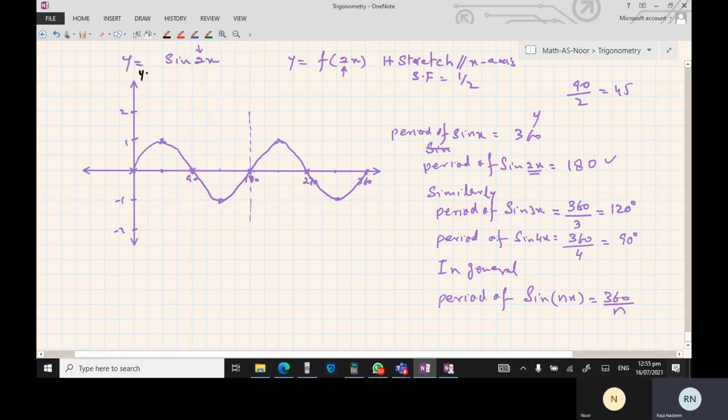Okay, if I sketch a graph of sine x, let's see what kind of graph I'll get. Sine 0 is 0, sine 90 is 1, sine 180 is 0, sine 270 is minus 1, and this is it. So I'm getting a graph of this shape. This is the graph of y equals sine of x. This is the graph of y equals sine of 2x.